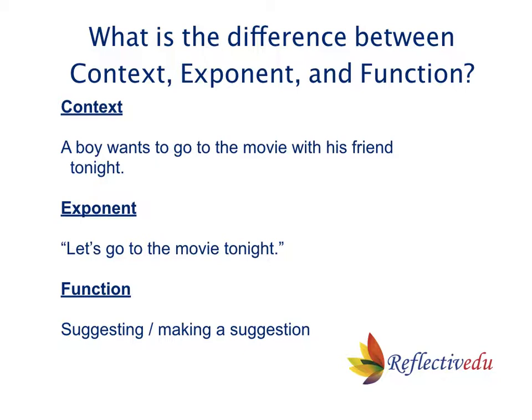When we're talking about functions, we also have to think about context. A context is what is going on. For example, a boy wants to go to the movie with his friends tonight. All right? So that's the reason why he wants to communicate. Context is the reason why. Exponent is actually the dialogue used, where it says, let's go to the movie tonight. Those are the words that are coming directly from the person's mouth. Those are exponents. And function is the purpose of the communication, which is suggesting, or making a suggestion.